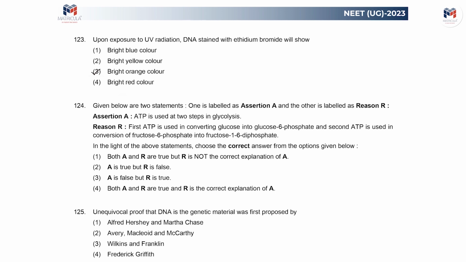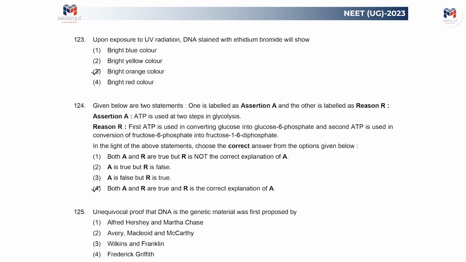Assertion A: ATP is used at two steps in glycolysis. Reason R: The first ATP is used in converting glucose into glucose 6-phosphate and the second ATP is used in conversion of fructose 6-phosphate into fructose 1,6-diphosphate. In the light of the above statements, choose the correct answer from the options given below. The answer is option number 4. Both A and R are true and R is the correct explanation of A.